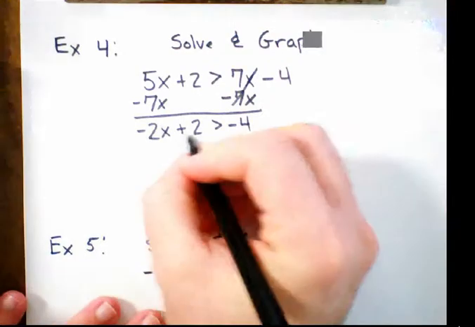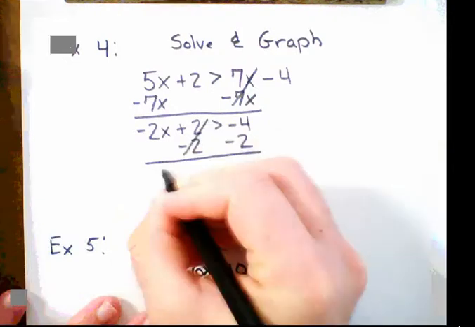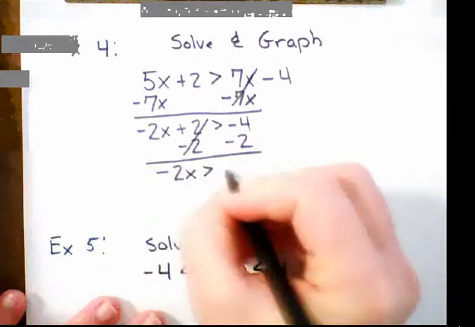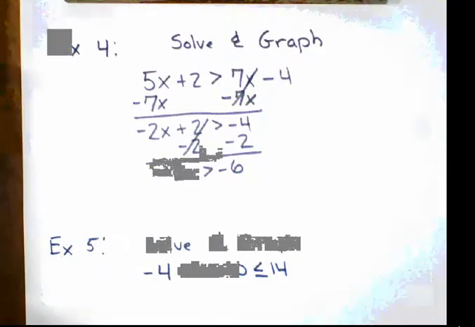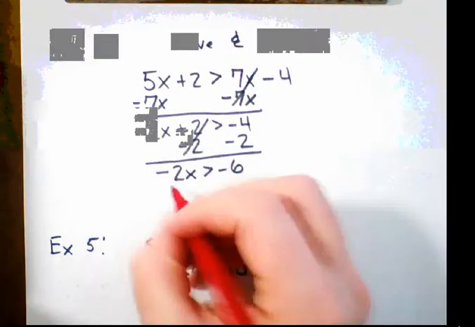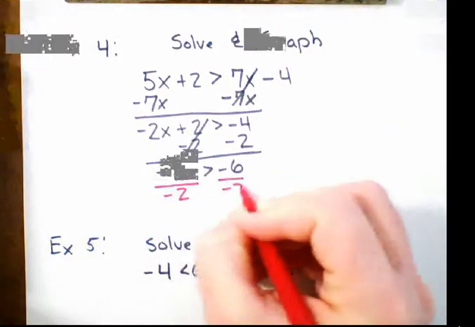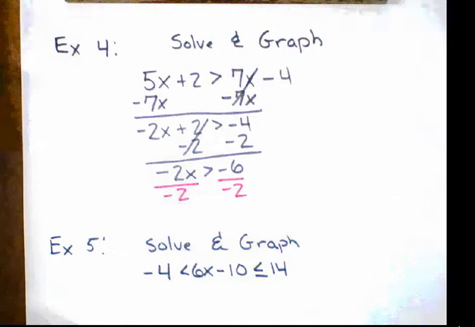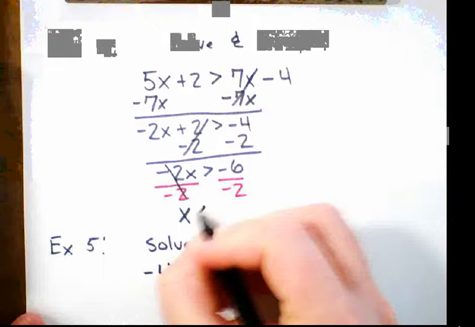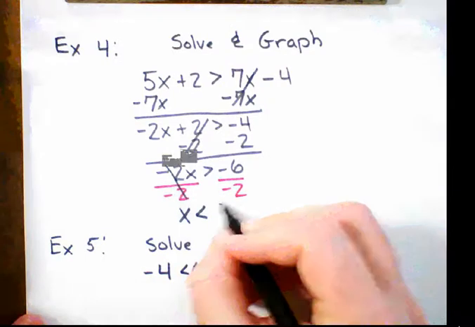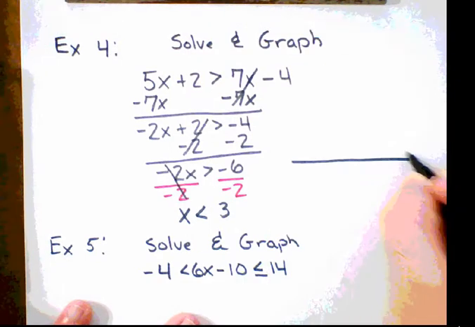And then to get rid of this plus 2, I'm going to subtract the 2 away. I'll have negative 2x greater than, and then negative 4 minus 2 is negative 6. And here's the part where you have to be careful. This is the only part that's different with this type of solving with inequalities. When you divide or multiply by a negative, anytime that happens, you always flip your inequality sign. This is going to be x, and then this is going to flip to a less than positive 3. So remember, always flip your inequality sign if you multiply or divide by a negative.